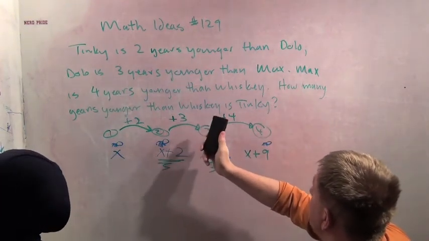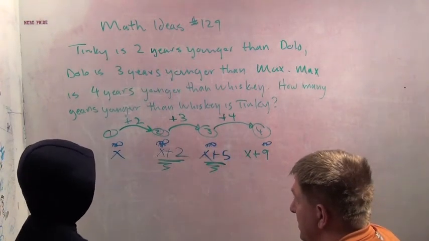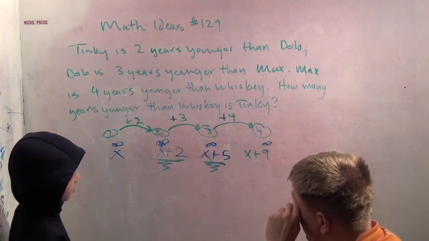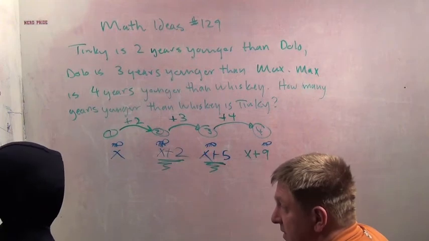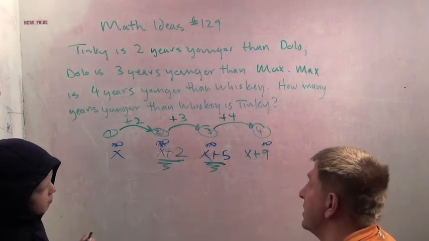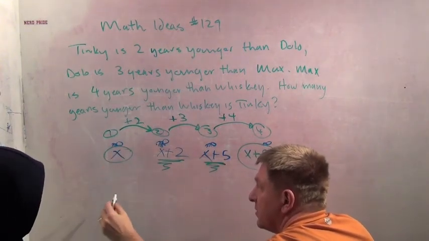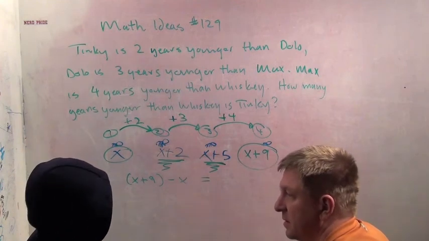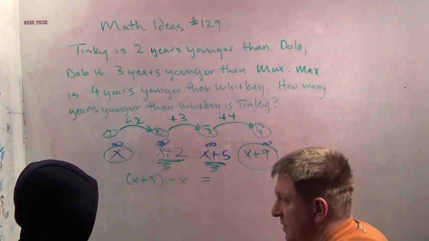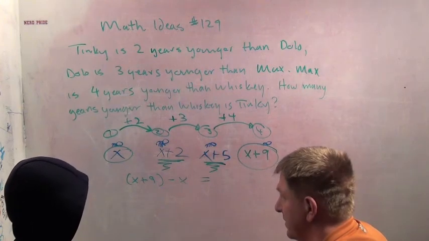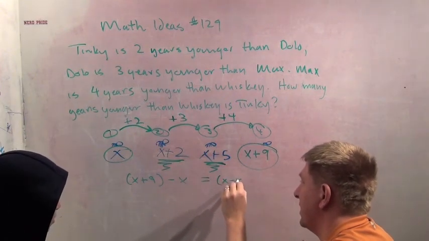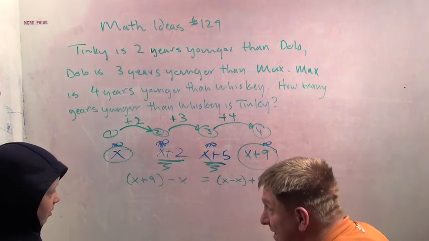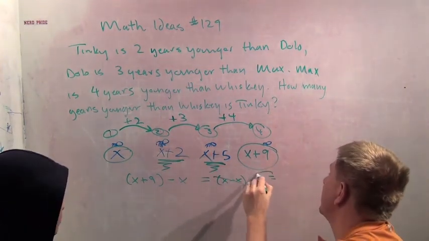Now the question is, how many years younger than Whiskey is Tinky? What age is Tinky on our board? X. And how old is Whiskey? X plus 9. So how many years younger than Whiskey is Tinky? 9. That's right. We do that by figuring out how old Whiskey is and subtracting how old Tinky is. So we do X plus 9 minus X, which is X minus X plus 9. What's X minus X? 0. So that goes away. Here's our answer, 9.